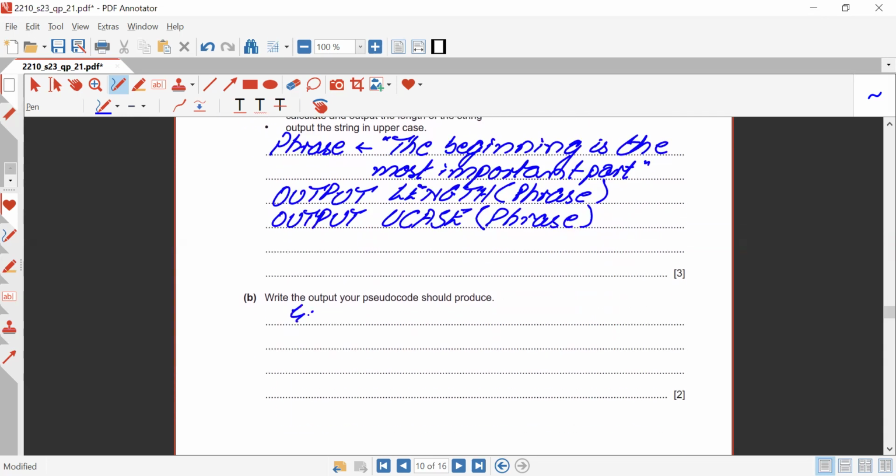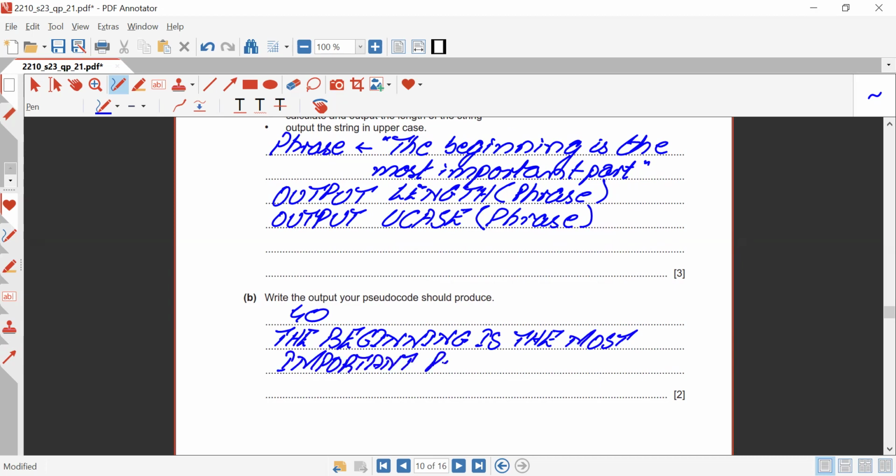So 40. And they are saying output in the uppercase. So what will be the uppercase? That means in the block letters: THE BEGINNING IS THE MOST IMPORTANT PART.